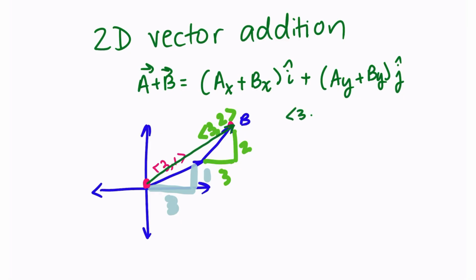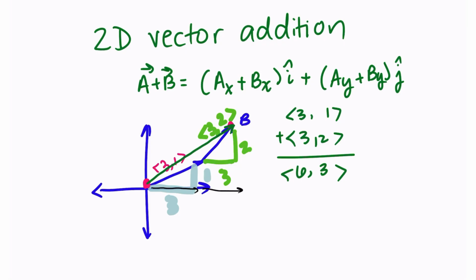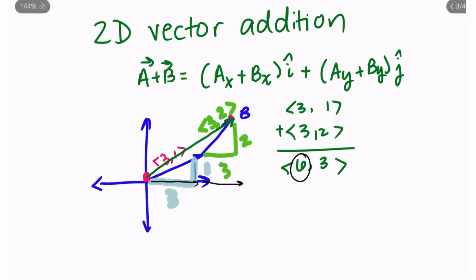You can just do 3 plus 3, 1 plus 2, and you'll realize that the new vector components for your resultant vector are 6, 3. And here's how this works. Because this is traveling 3 units in the i direction and another 3 units in the i direction, making your resultant vector a total of 6 units in the i direction. Then you're traveling 1 unit in the j direction and 2 more units in the j direction, making a total of 3 units in the j direction. And because of this, you can just simply add the x and y components.